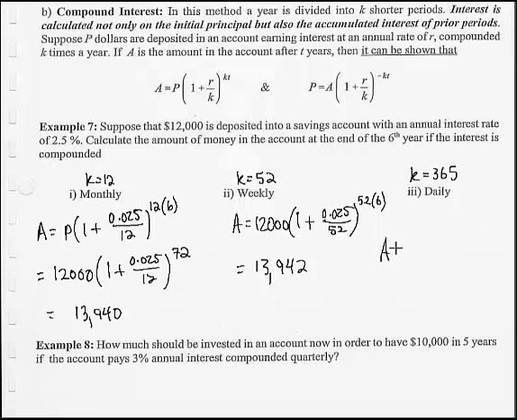One last formula for the daily compounded interest. We now divide by 365, and for KT we write 365 times 6.